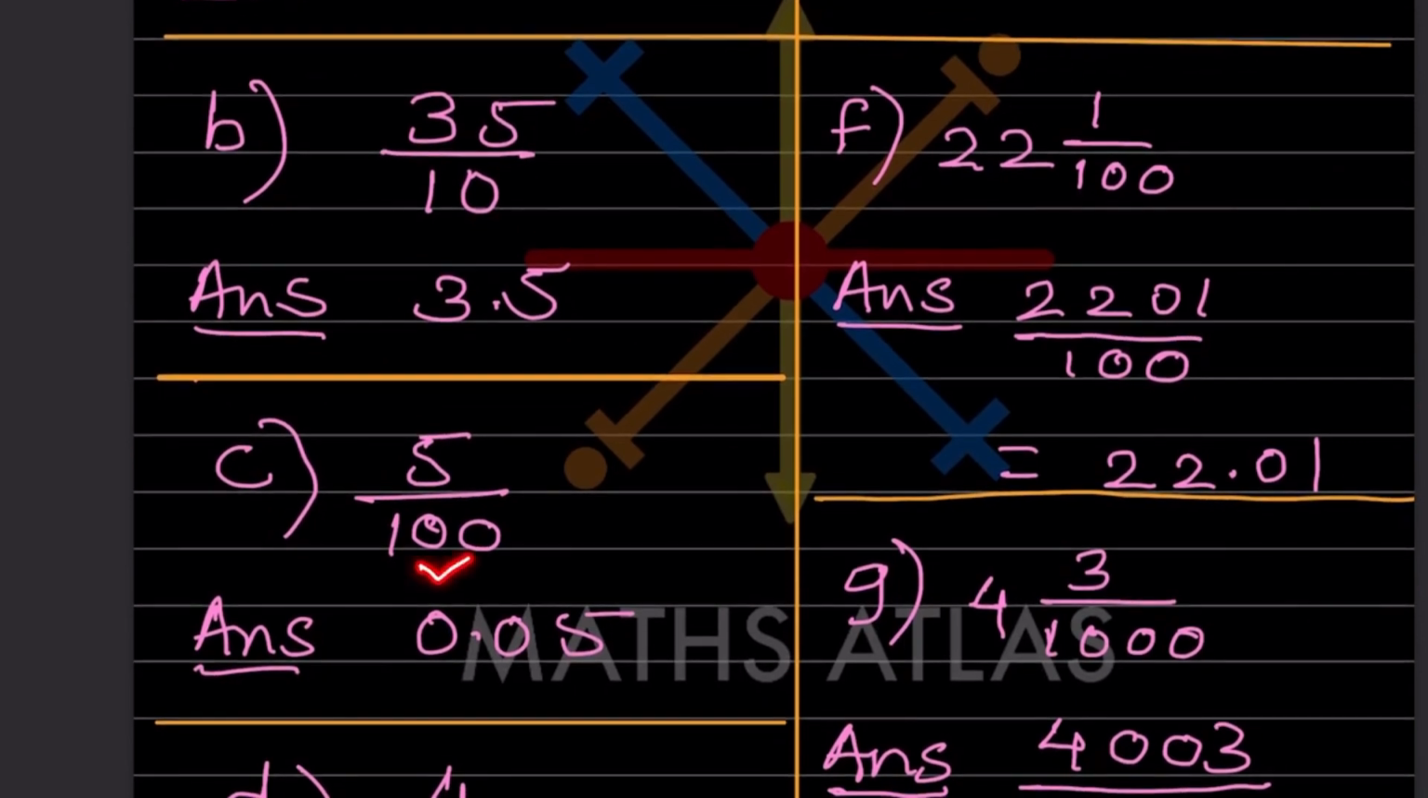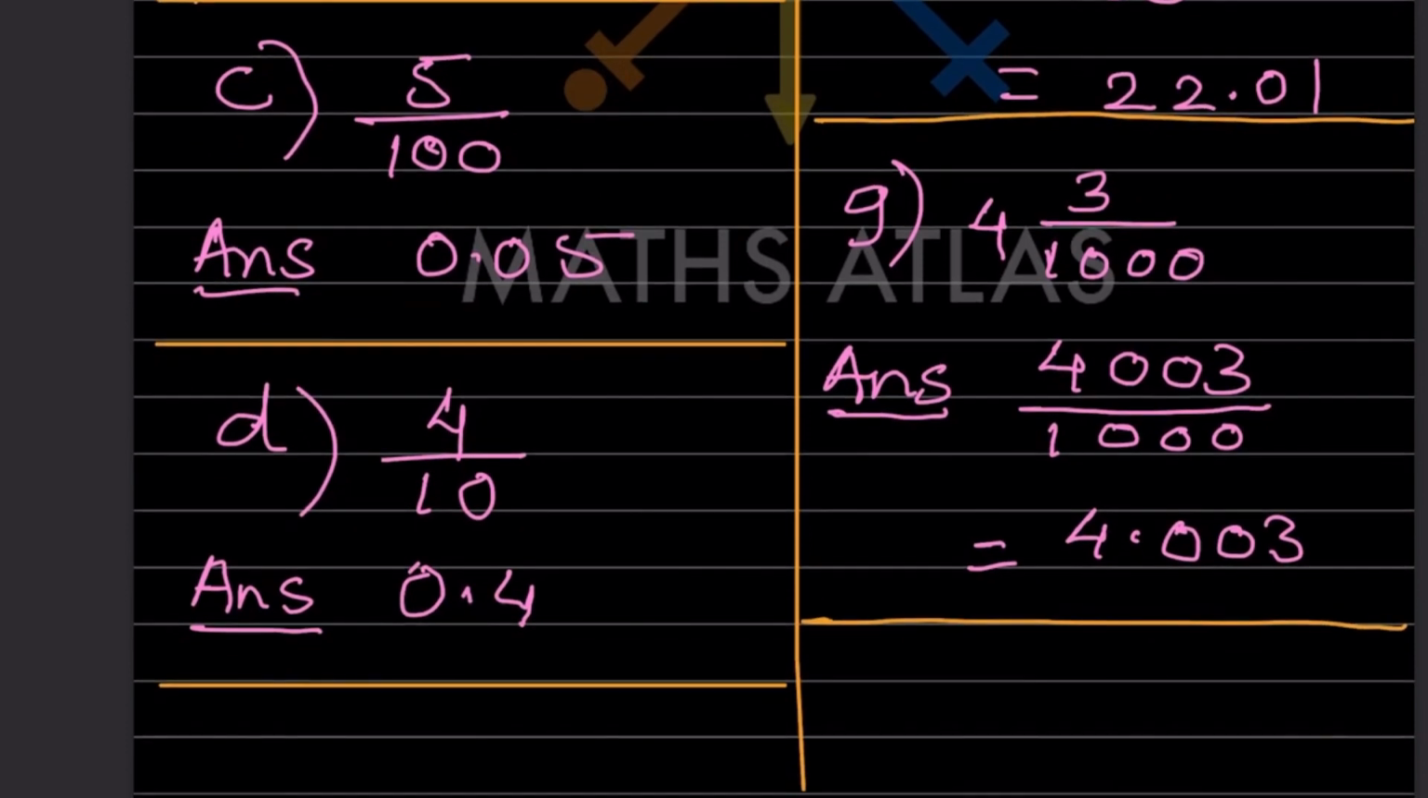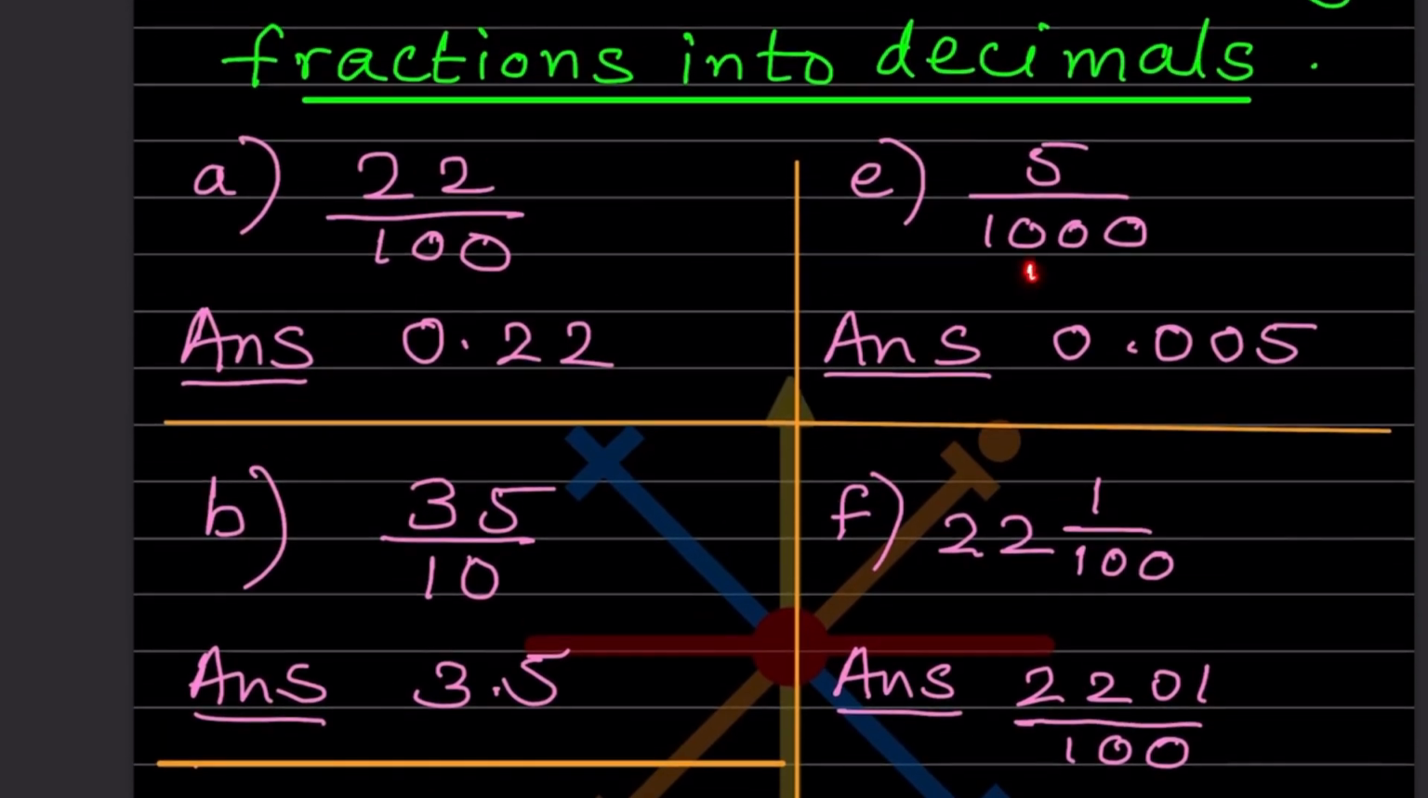Now look at the two zeros. The numerator is 5, so you will go backwards by two numbers. Since we don't have any number, we put a 0 here, and this is going to be 0.05. Same over here, only one 0. So you write 4 and go backwards 1, so it is 0.4. Look at here, 3 zeros. You write 5 and go backwards 3. You put two zeros because we don't have any number, and then put a point. So 0.005.